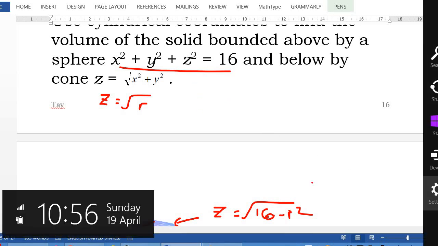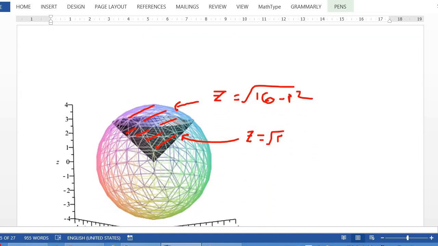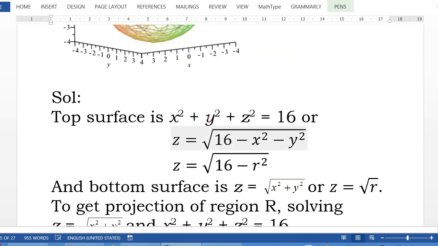Okay, the sphere is actually this one. This is a full sphere, but the cone here, z equal to r, starts from the minimum point x 0, y 0, z is 0 here. That's why the bottom surface is actually z equal to r. For the upper surface, because it's a sphere, you have the x squared, put it here, easy. Yeah, x squared plus y squared plus z squared equal to 16.